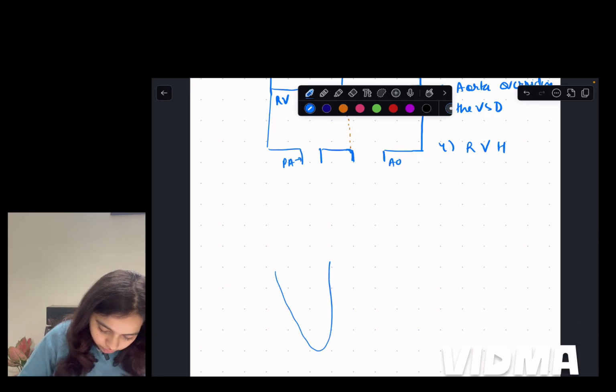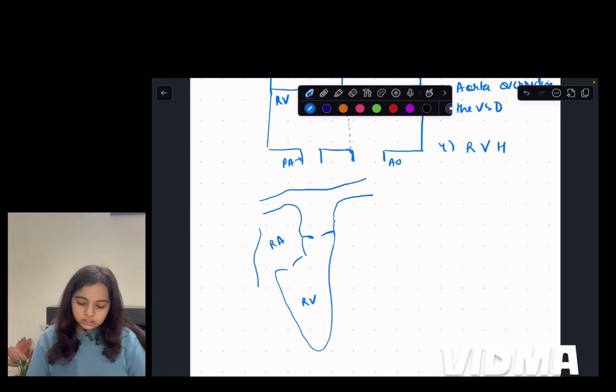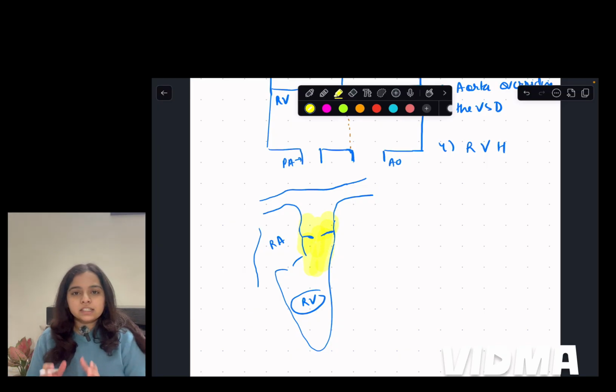My drawing is not that good, so bear with me. This is your right ventricle. This is your right atrium. These are your pulmonary valves and main pulmonary trunk. This is your right ventricle, and this is the outflow tract. This whole thing is the outflow tract. We call this right ventricular outflow tract obstruction, not pulmonary stenosis or anything else.